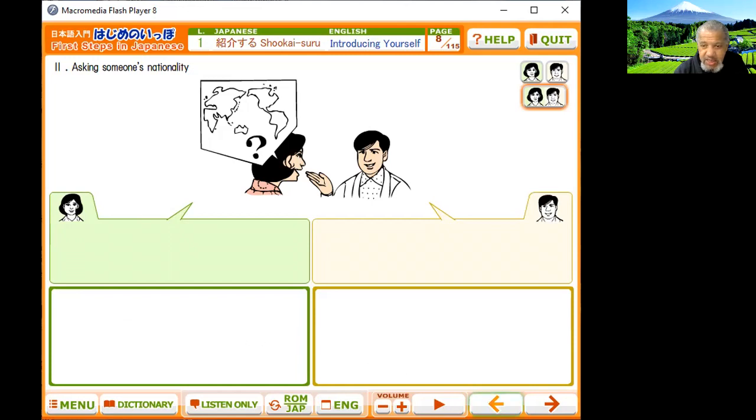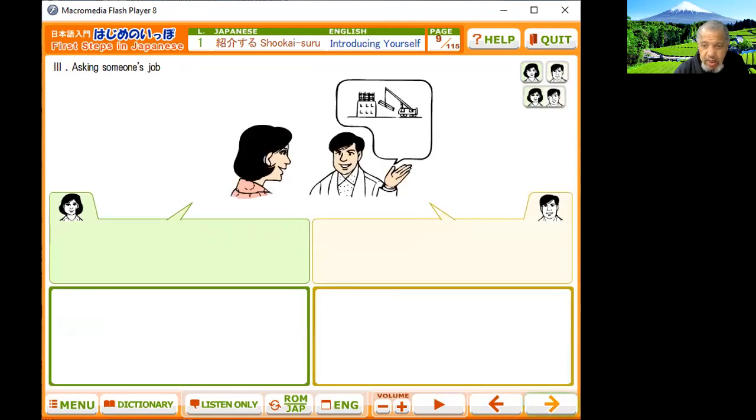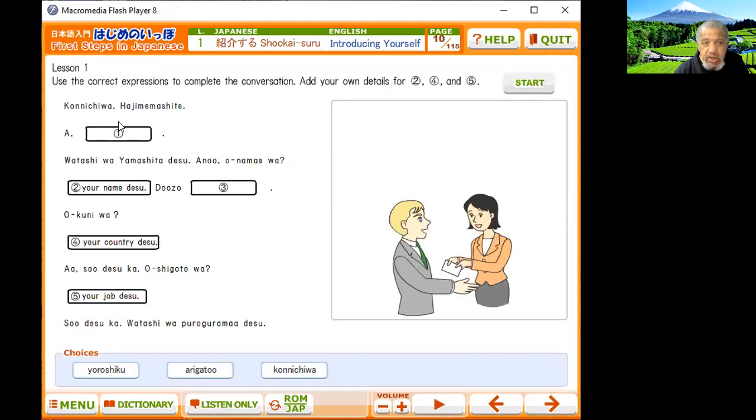Okay, let's go. And then we go on in the conversation, and it goes on. And then here's the drill. So use this correct expression to complete the conversation. Add your own details for 2, 4, and 5. Number 1, こんにちは、はじめまして。Let's go.